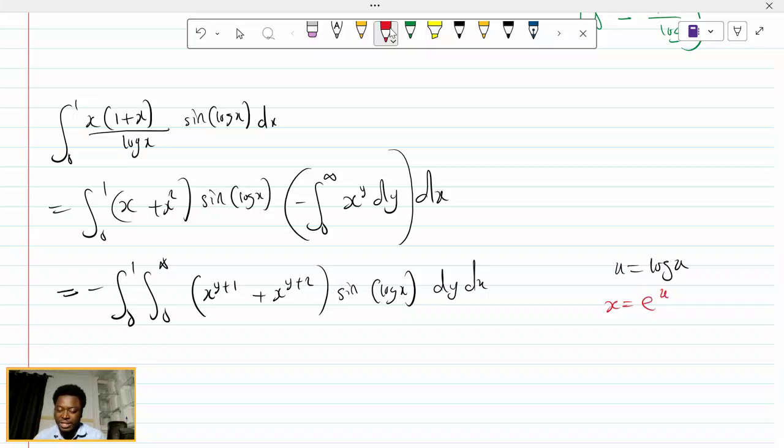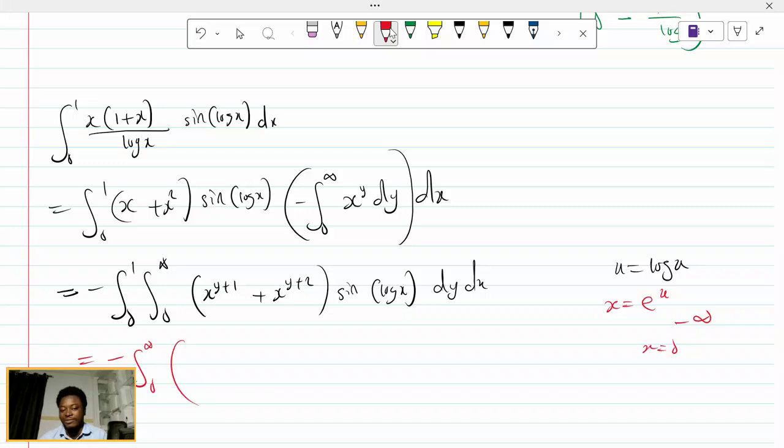Then basically when x becomes 0, e to the u will be negative infinity, right? So you have a negative infinity. And when x becomes infinite, let's see. Okay, wait, we are actually okay. Let's switch integration and differentiation. So you are going to have this as negative times the integral from 0 to infinity.